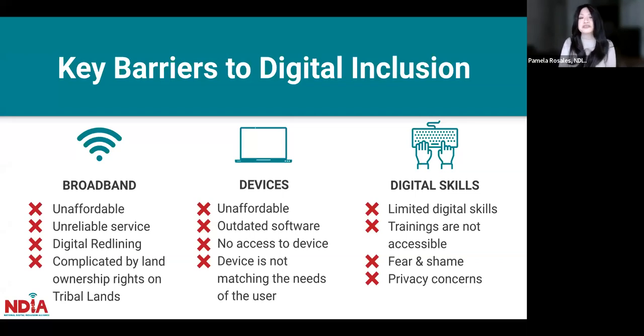Having unreliable service is another barrier, where the technology you're using to connect to the internet is faulty. It goes out when the weather is bad, when it's raining or there's a thunderstorm or snowing, or conditions where it's not just sunny. There is also the digital redlining that we discussed, and it could be complicated by land ownership rights on tribal lands.